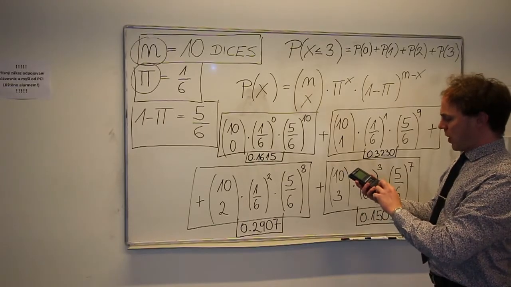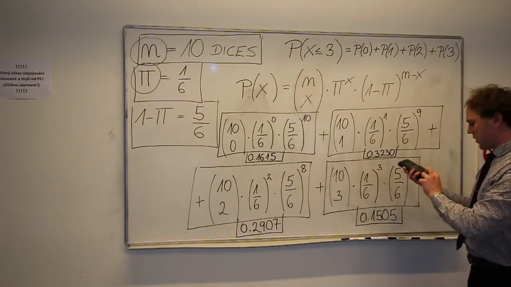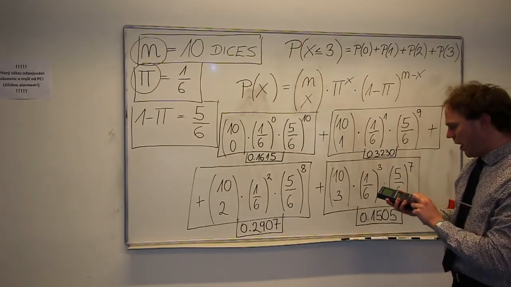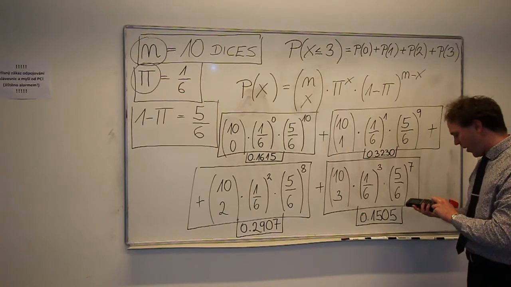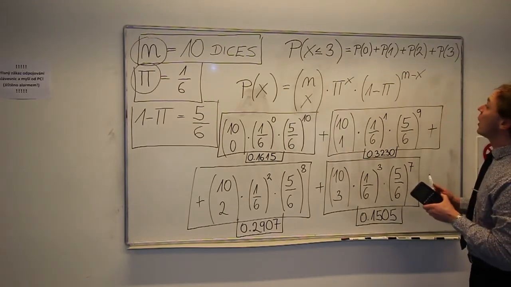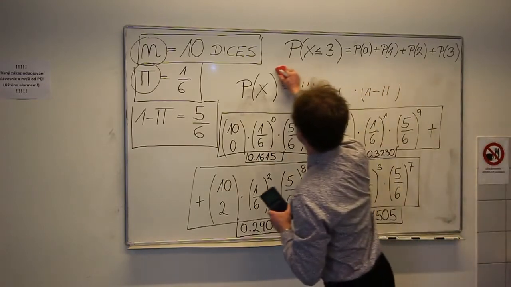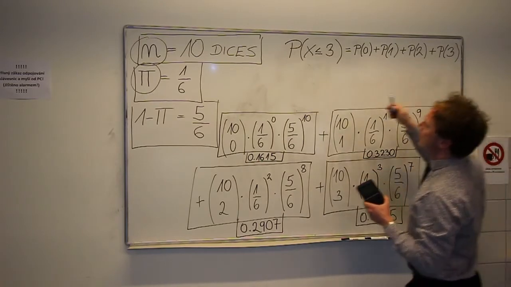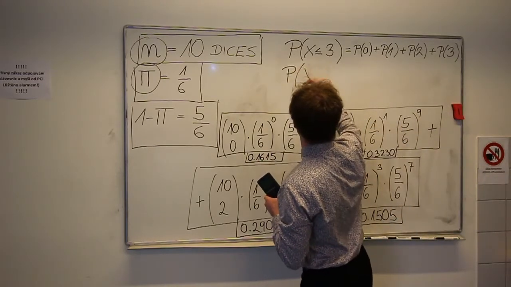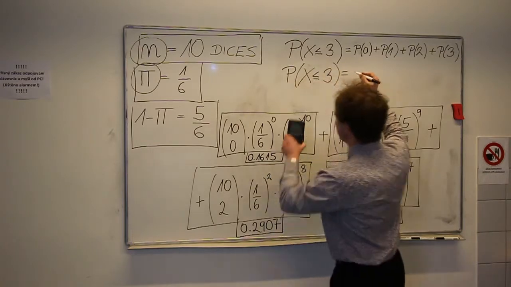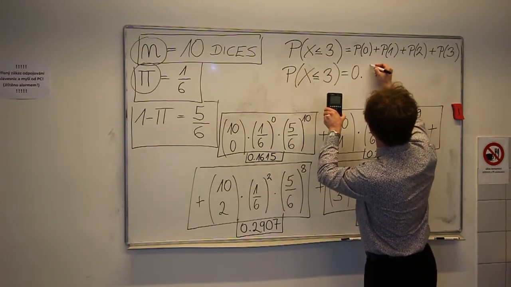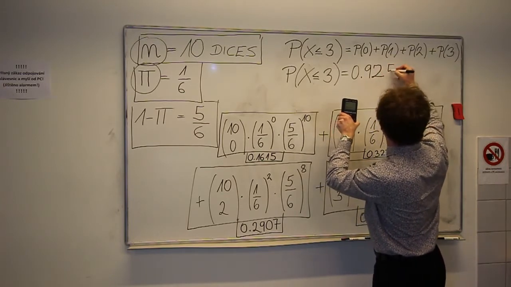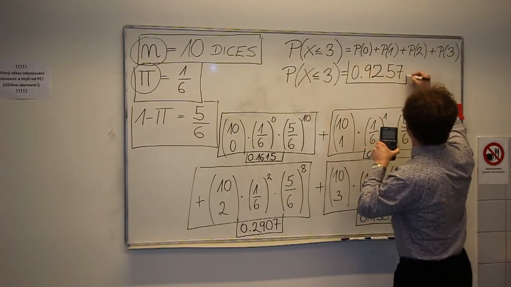So 0.1615 plus 0.3230 plus 0.2907 plus 0.1505. Okay, so the result is, I must delete this probability function because we don't need this function anymore. Probability that random variable x will be smaller or equal to 3 is equal to 0.9257. So this is the final result.